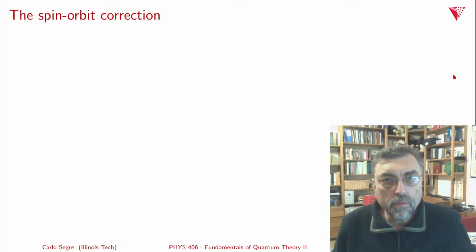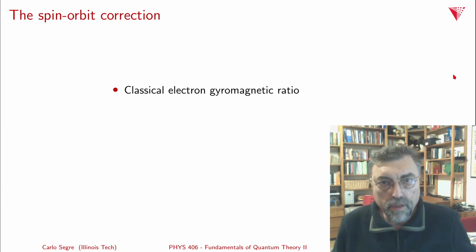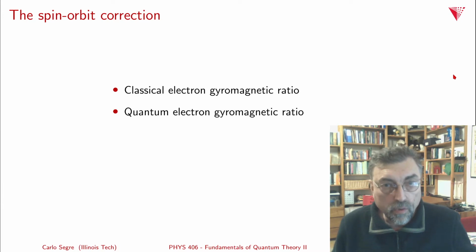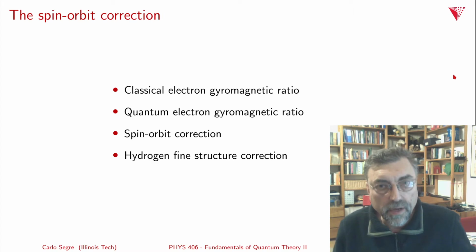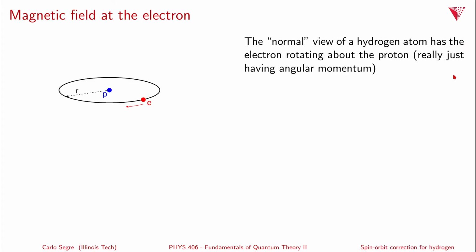In this video, we'll talk about the spin-orbit correction to the hydrogen atom. We'll start with the electron classical gyromagnetic ratio, then the quantum gyromagnetic ratio, then introduce and solve the spin-orbit correction, and finally put everything together to calculate the fine structure for the hydrogen atom.